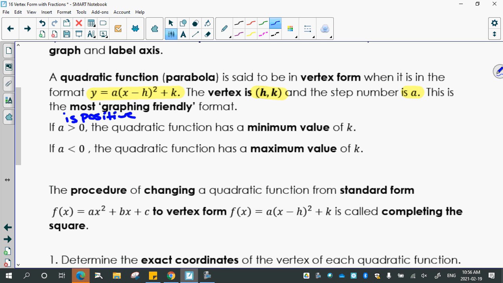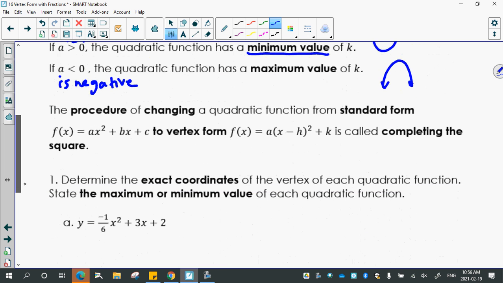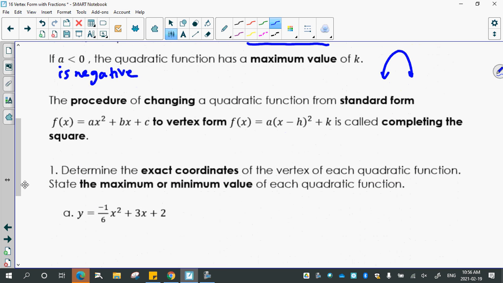If a is positive, the quadratic function has a minimum value of k, and that's because a being positive means it opens upward. And if a is negative, meaning less than 0, the quadratic function has a maximum value of k, which would be upside down. And the procedure of changing it from standard to vertex form is called completing the square. Okay, so we've done that.